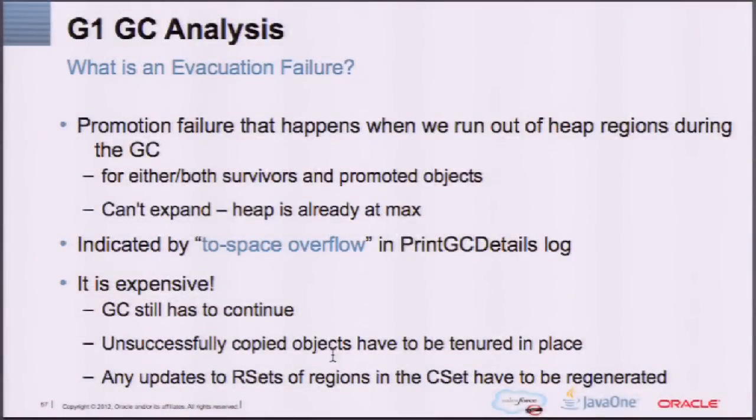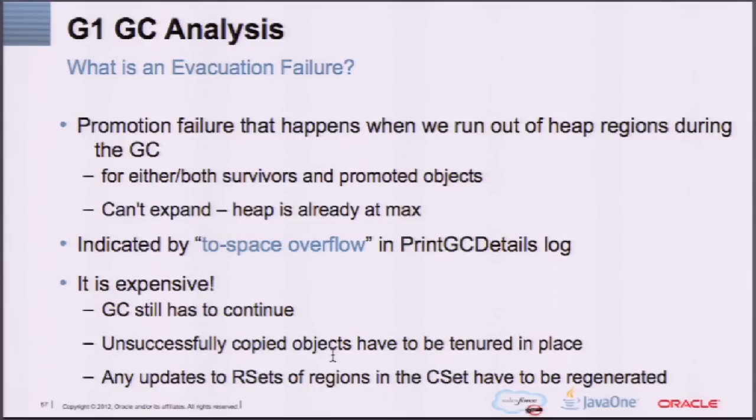Before I go into the tuning knobs, I want to talk about evacuation failure, because we all need to know that. What is an evacuation failure? It's a promotion failure that happens when you run out of heap regions. It can happen for both survivors or promoted objects. Heap cannot expand. It's already at its max.